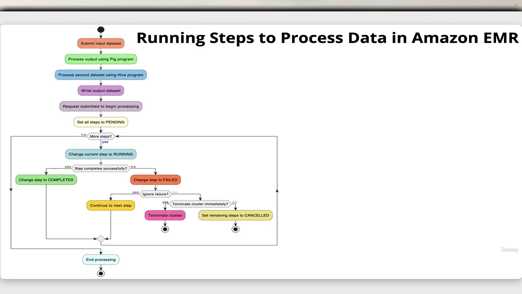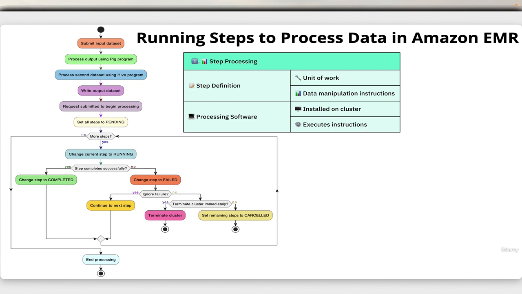Running steps to process data in Amazon EMR. So first one is submitting ordered steps to an Amazon EMR for data processing. You start with a step definition, which is a unit of work containing instructions to manipulate data, and then processing software, which is installed on the cluster to execute the instructions.